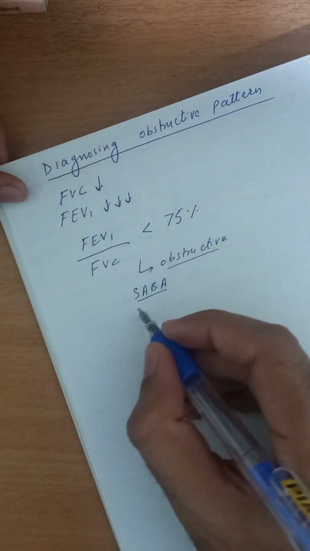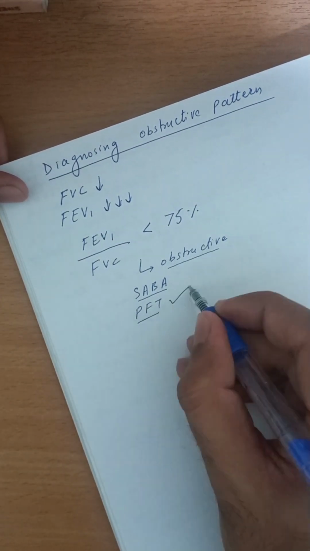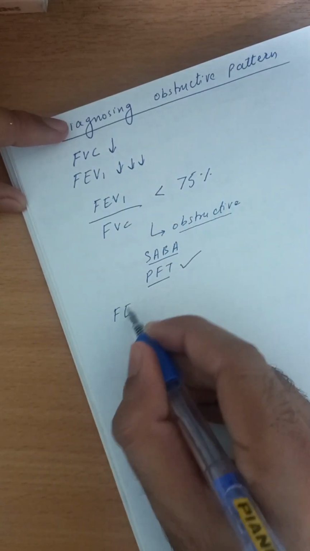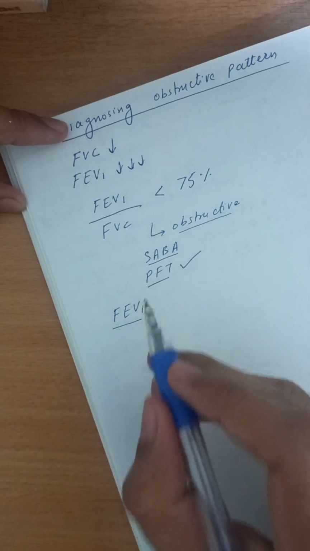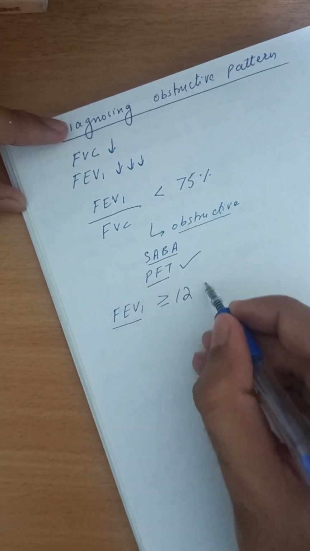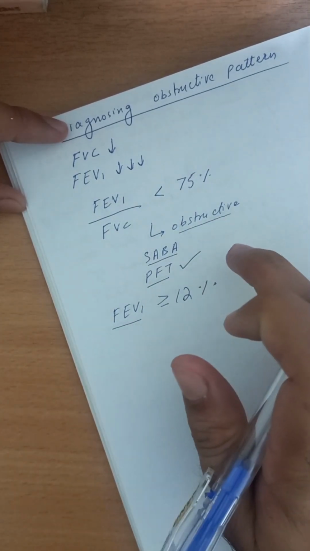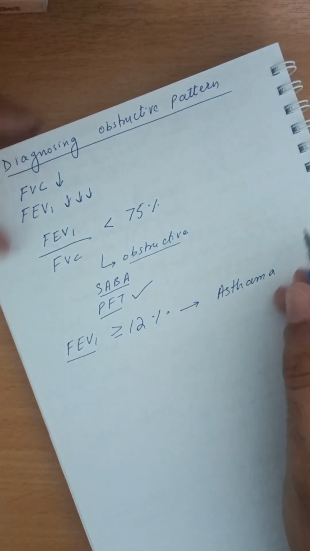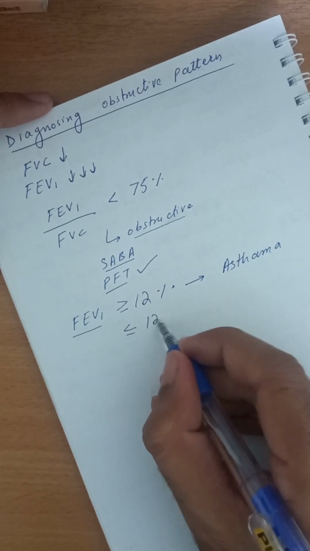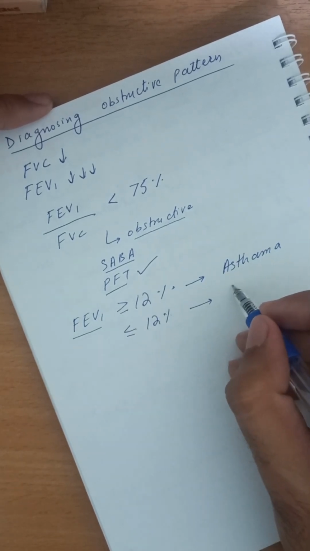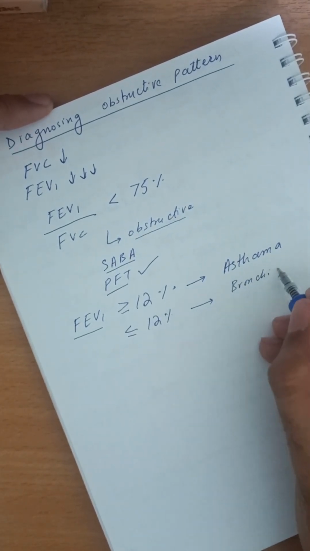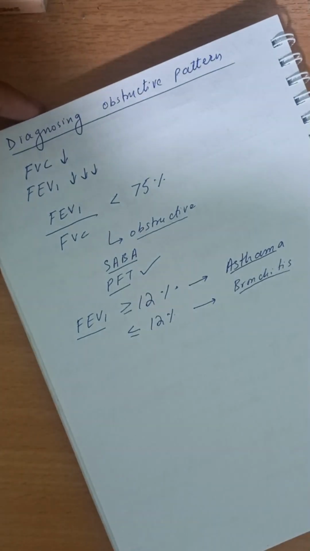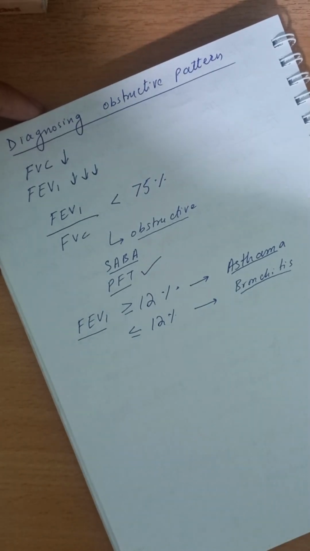After giving SABA, you perform the pulmonary function test or spirometry again. Now, after performing PFT, if the result of FEV1, forced expiratory volume during 1 second, turns out to be more than or equal to 12% after giving SABA, that helps us to say that the condition is asthma. But if it is less than 12%, then we say the condition is simply bronchitis. So now you have gotten the idea of how we differentiate bronchitis, which is an obstructive pattern, from asthma, which is also an obstructive pattern.